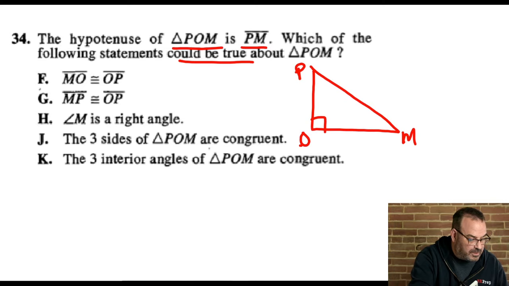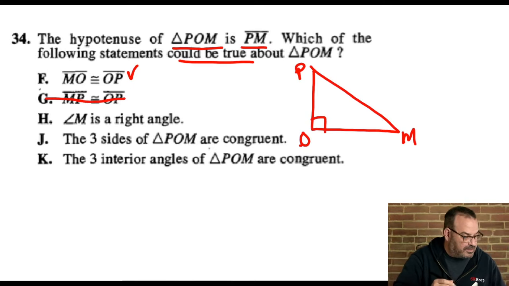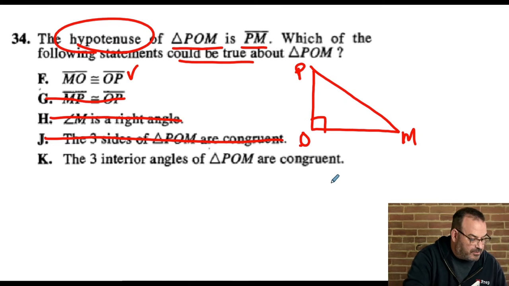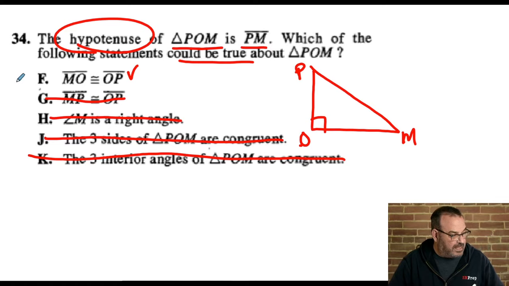MO is equal to OP. That could be an isosceles right triangle. MP is equal to PO. No, they're not congruent because the hypotenuse is always longest. M is a right triangle. No. Right angle. O is no. The 3 sides are congruent. No, that's an equilateral, not a right triangle because of the word hypotenuse. The 3 are congruent. No, that is equiangular, which is an equilateral. So the answer is F.